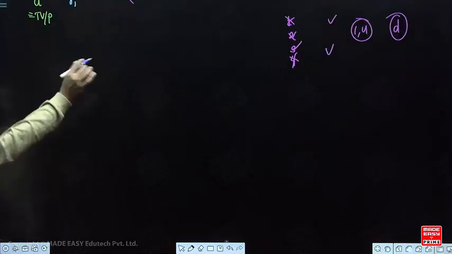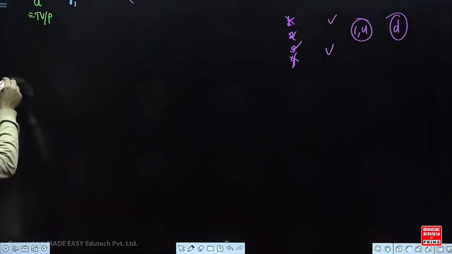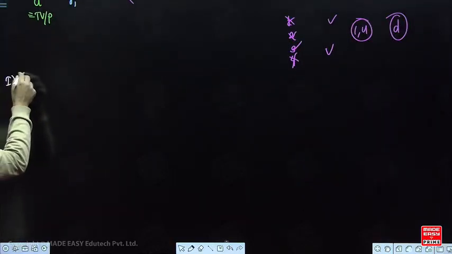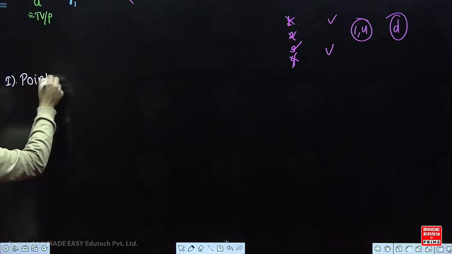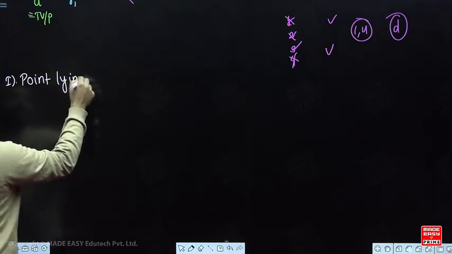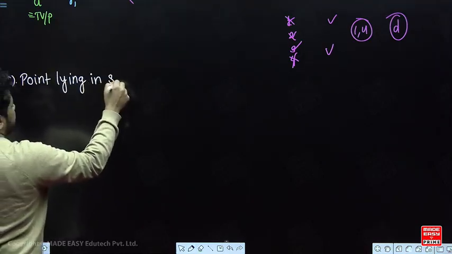See, so case 1, the first one we will take: point lying in a specific quadrant.